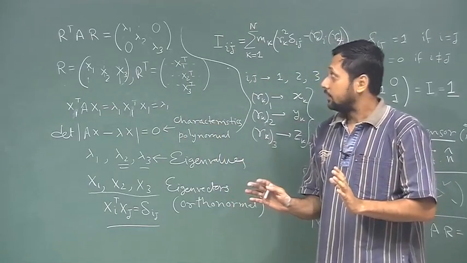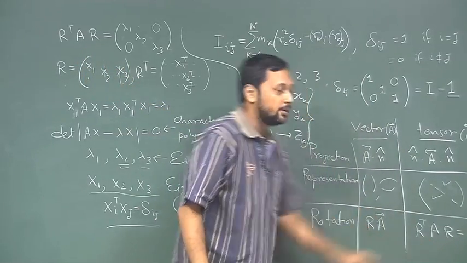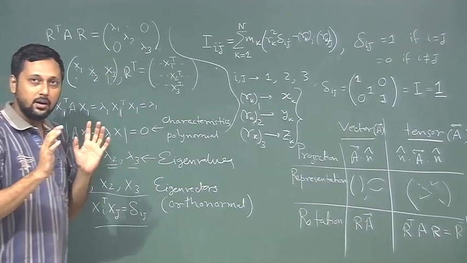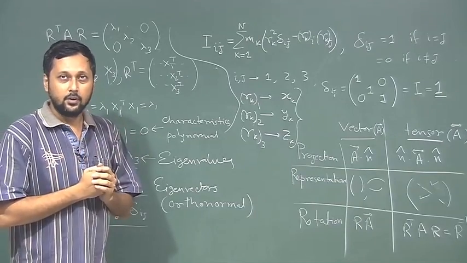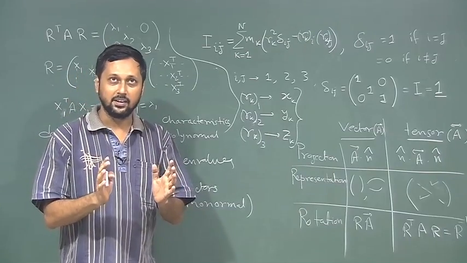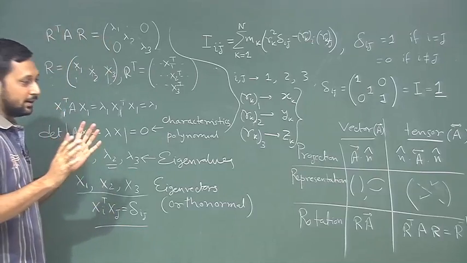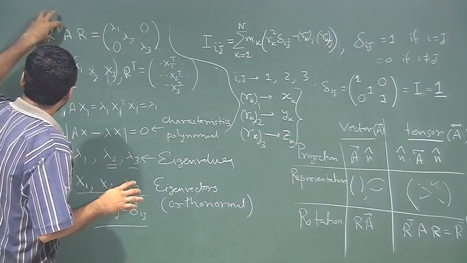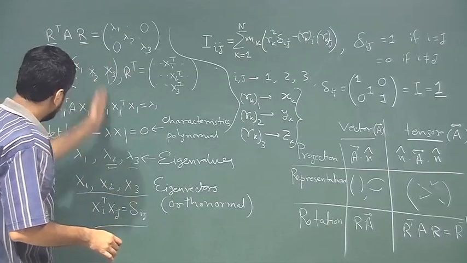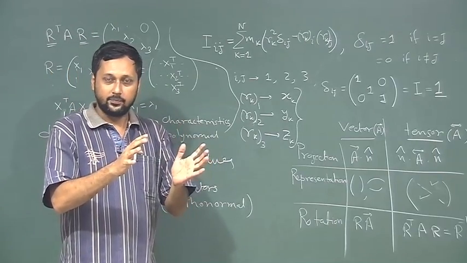And as I said already, this type of operation is essentially a rotation of a tensor. So, if a tensor is represented by a matrix in 3D space, and we are doing this operation, that means we are choosing a suitable rotation matrix R, which happens to be the combination of the orthonormal eigenvectors, and then we are essentially diagonalizing it. Now, physically what does it mean?